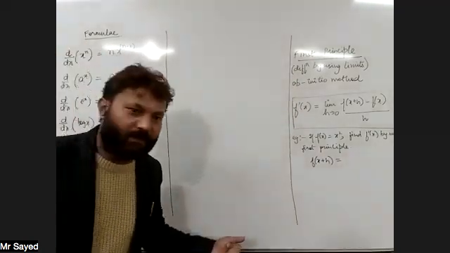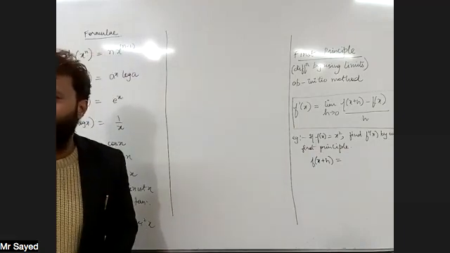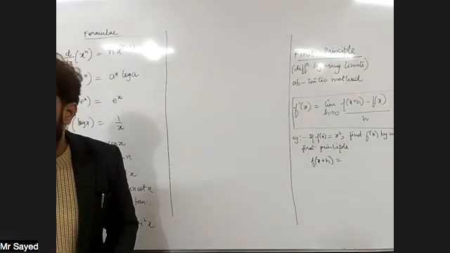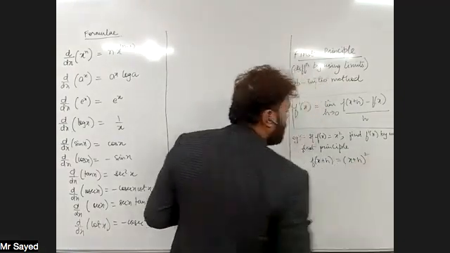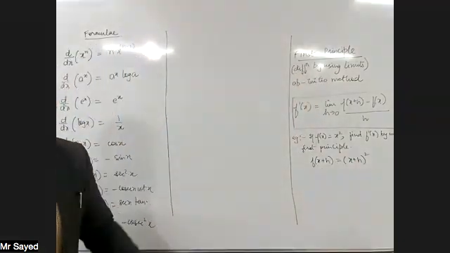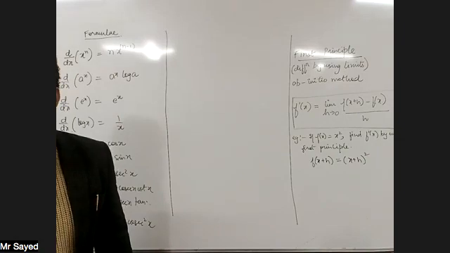If f(x) is x squared, what will be f(x plus h)? (x plus h) whole squared. That is the first thing that we need, that is, replace x by x plus h. So (x plus h) whole squared.